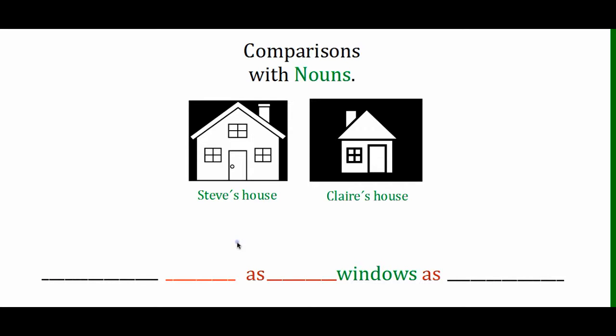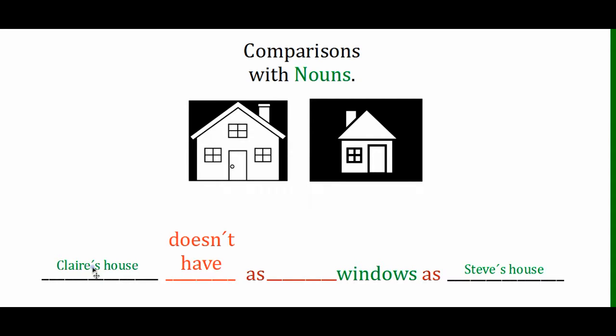If we look at this one, we've got Steve's house and Claire's house, and we're looking at windows. First let's look at the pictures. Steve's house has 1, 2, 3 windows, and Claire's house has 1 window. So we know, because there's a difference, that the verb has to be negative. It's going to be doesn't have. Whose house has more windows? It's Steve's house. So this will go in the final place, and Claire's house will go in the first place. And windows, is it count or non-count? It's a count noun, so we would say many. So the full example is Claire's house doesn't have as many windows as Steve's house.